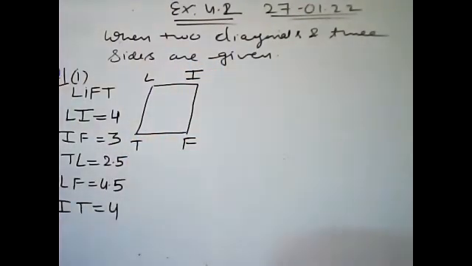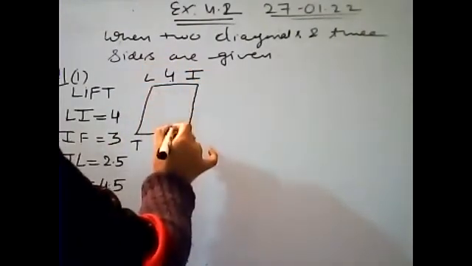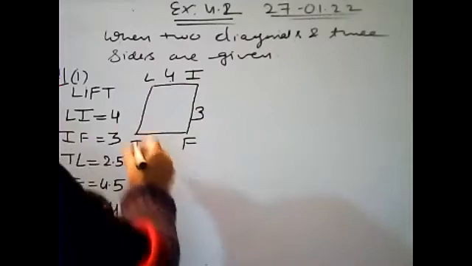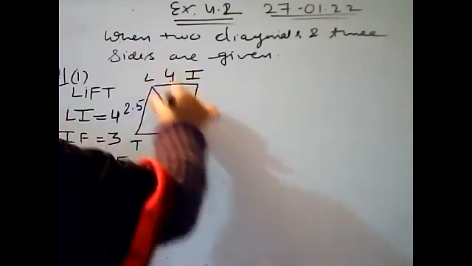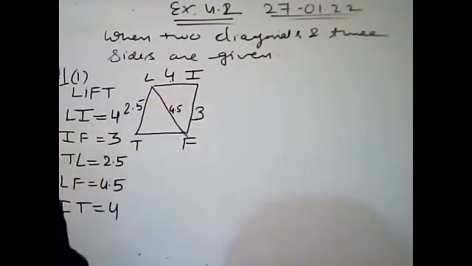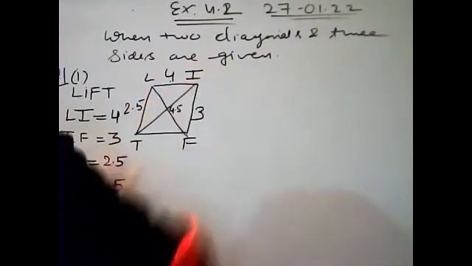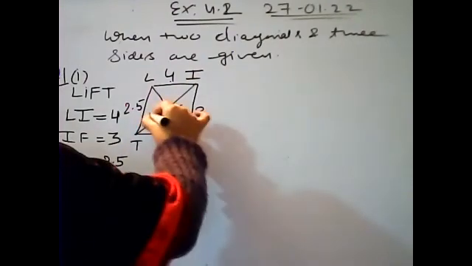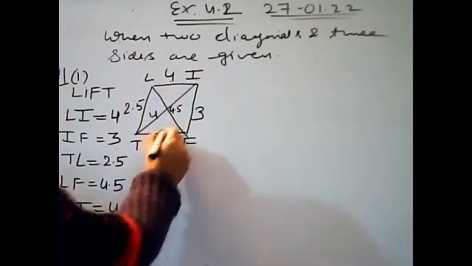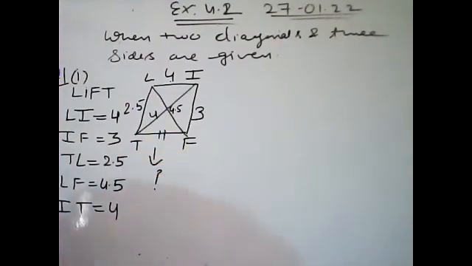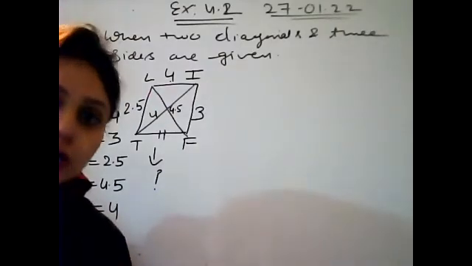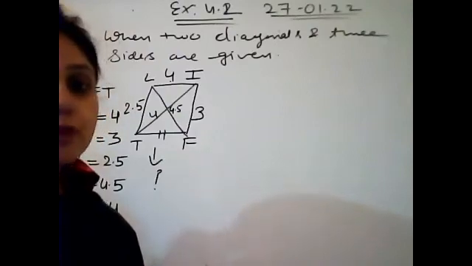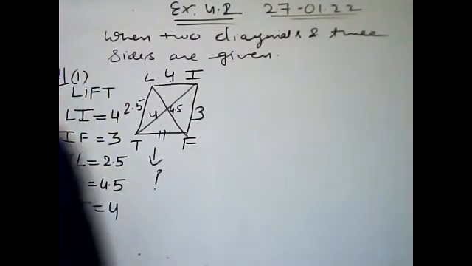देखो क्या क्या गिवन है, लिख दो. LI गिवन है 4, IF गिवन है 3, TL given है 2.5, LF given है 4.5, and IT, another diagonal, it is given to be. That means this time this side is not with us. ये साइड हमें नहीं दी हुई, ठीक है, हमें दिया हुआ है दो डायगोनल्स और तीन साइड, जिसकी हेल्प से we have to construct this quadrilateral.